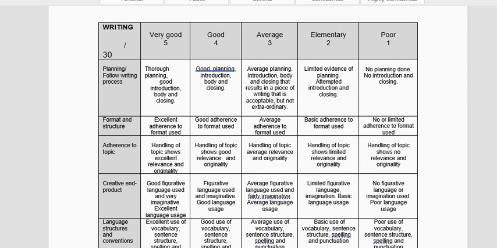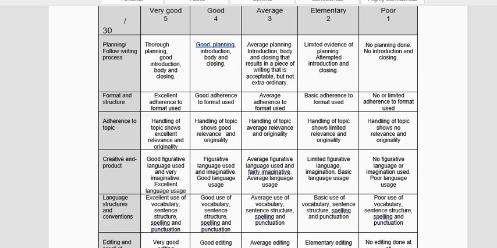No or limited adherence, basic adherence, average, good, and excellent. What I can say about the format and structure is you as a teacher should know what the format and structure of a blog is, what the format and structure of a movie trailer is. For that purpose, you will find the PowerPoints in the Google Drive folder and the PowerPoint videos that we are going to share with you later. Very helpful. Adherence to the topic.